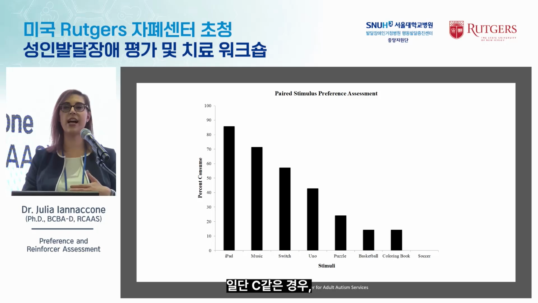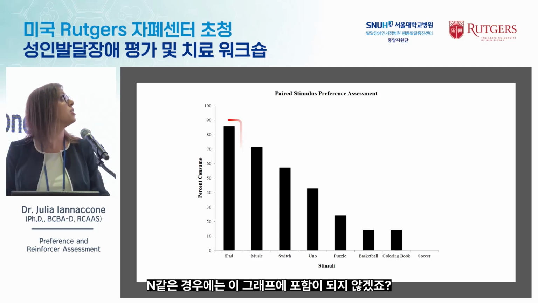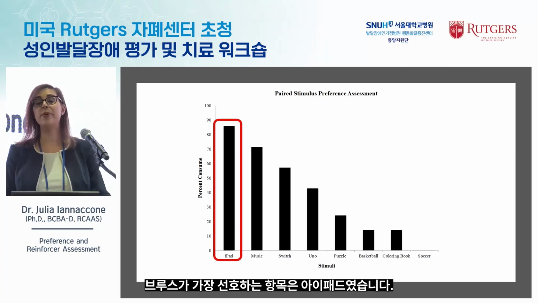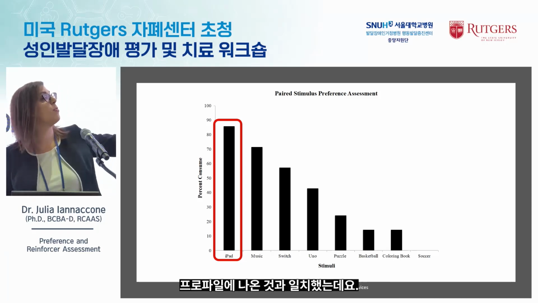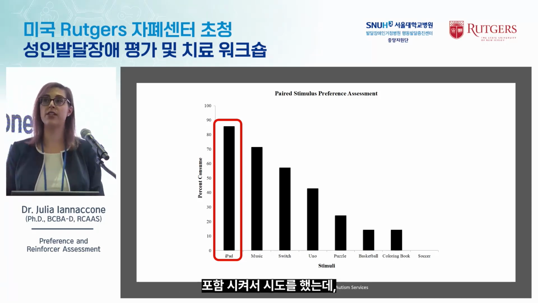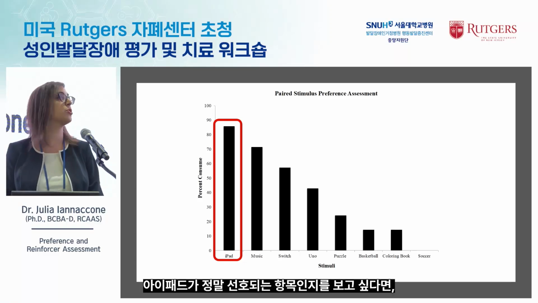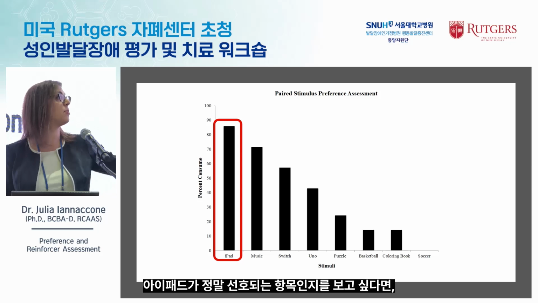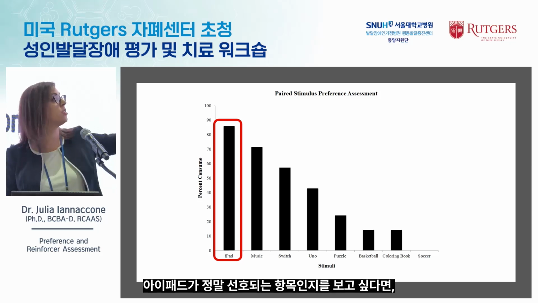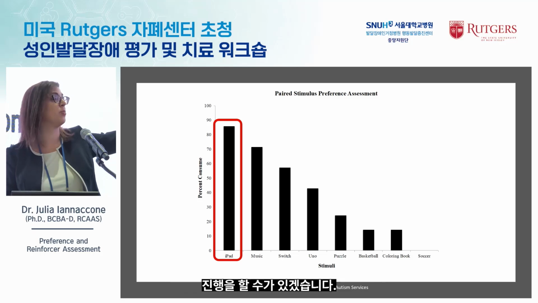So Bruce's results, so we have 0 to 100% of consumed. So if you ever have an N for an item, it doesn't get included into this graph. And so for Bruce, iPad is his #1 item, which is pretty consistent with his profile. But this is really great because we had multiple items that we included here, and if we want to do a really quick MSWO to make sure that the iPad is still the coolest thing that we have for Bruce, we could just do a quick MSWO of iPad, music, Switch, and Uno, because those are clearly the highest preferred, especially over coloring book, basketball, and puzzle.